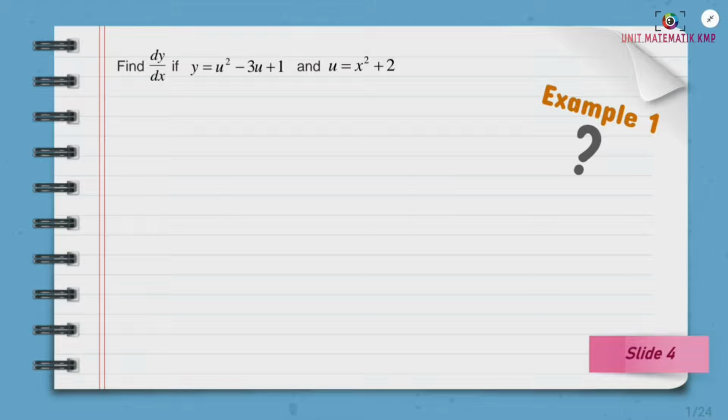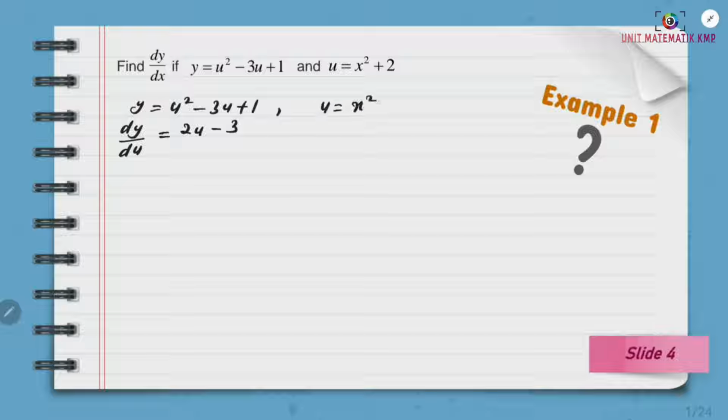For example 1, find dy/dx if y equal to u squared minus 3u plus 1 and u equal to x squared plus 2. We solve this question by using the chain rule. Now, we write y equal to u squared minus 3u plus 1. Now, we differentiate y with respect to u. dy/du equal to 2u minus 3. And when u equal to x squared plus 2, we differentiate u with respect to x. du/dx is equal to 2x.